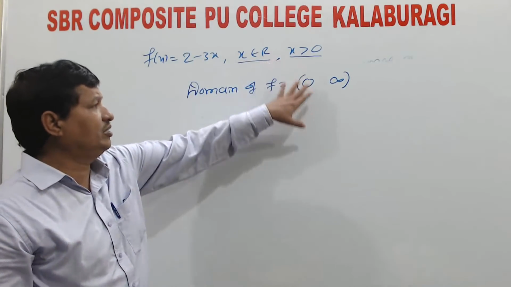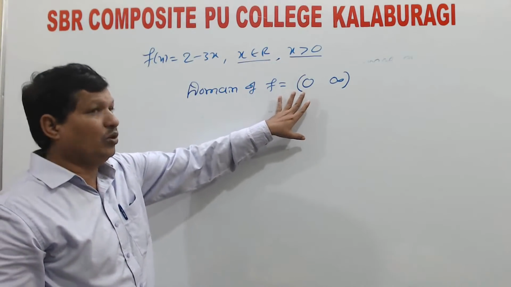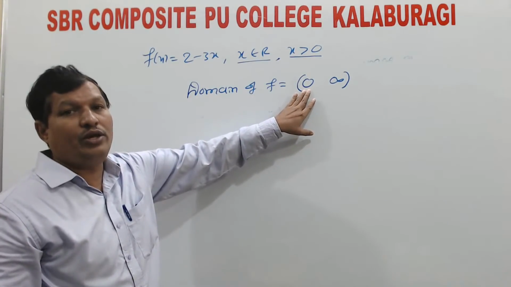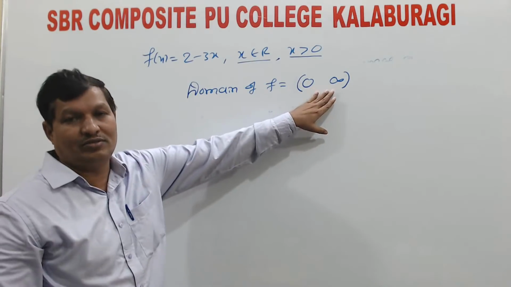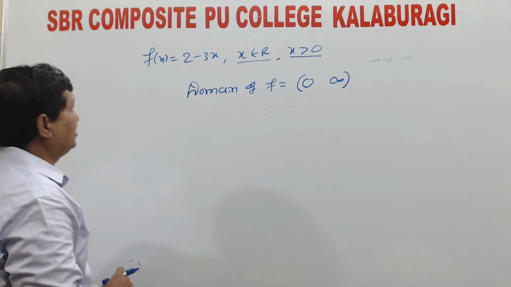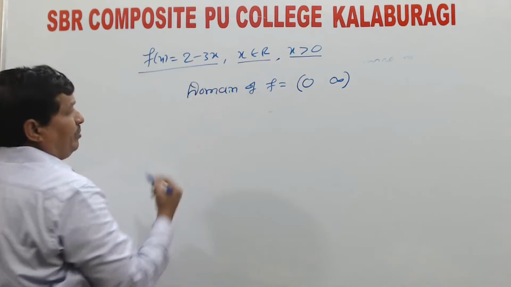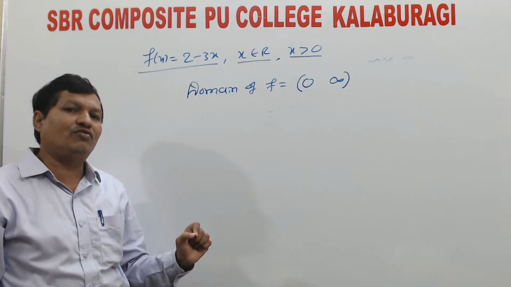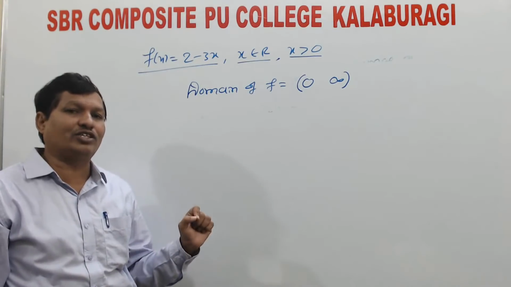Here, under the given condition only, I wrote the domain of f equal to all positive real numbers, excluding 0, from 0 onwards. Okay. Next, what is the range? Actually, the main concept is what they asked in the example: find the range of the function. Range means what? The f of x values.